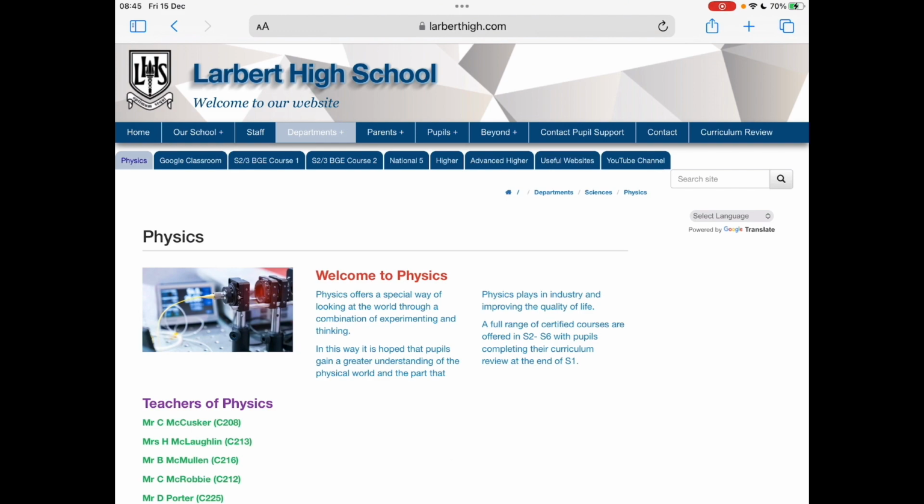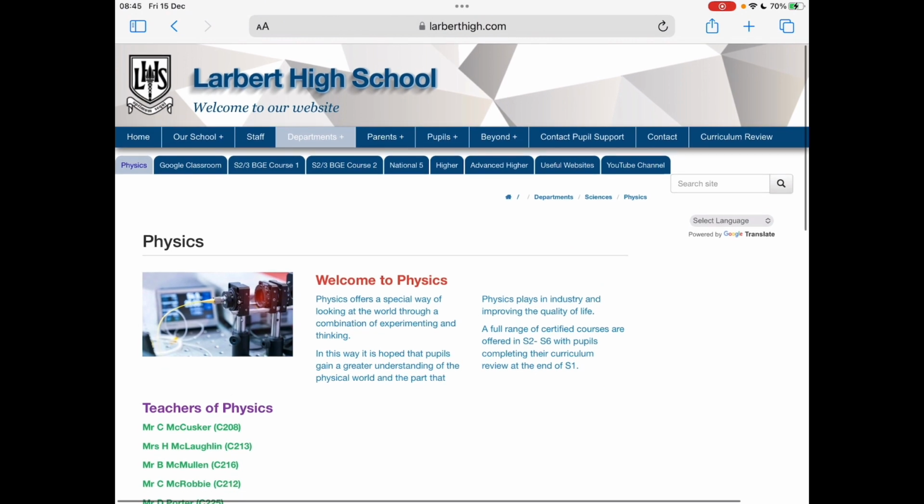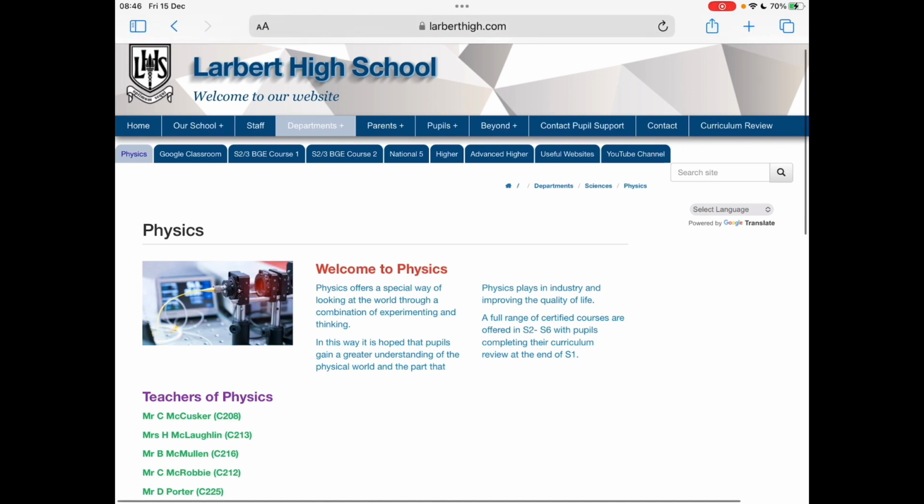You'll come to this screen here, which has a general overview of physics at Larbert High School, with a wee banner up the top here that has all the courses on it that we offer. So you can see in the middle we have National 5 and Higher. That's the ones we're going to focus on. We'll start off with National 5. If you're looking for the Higher stuff, then skip a wee bit further on. Right now we're just going to look at National 5.